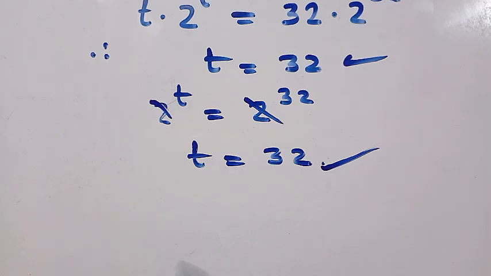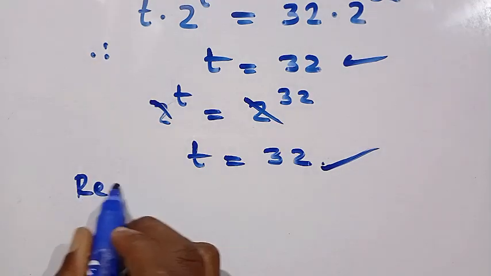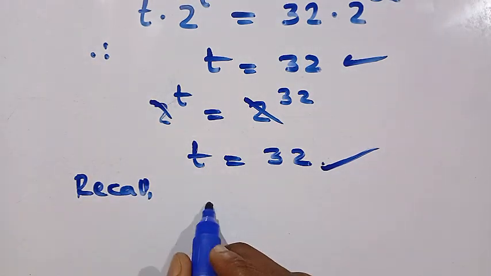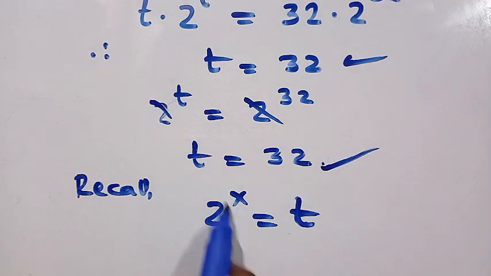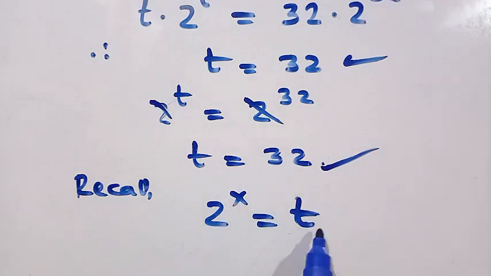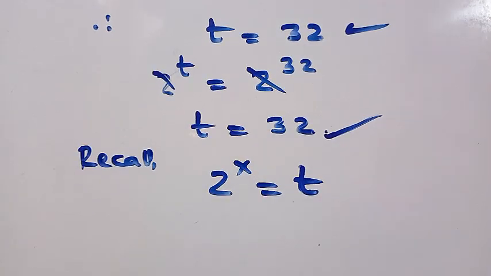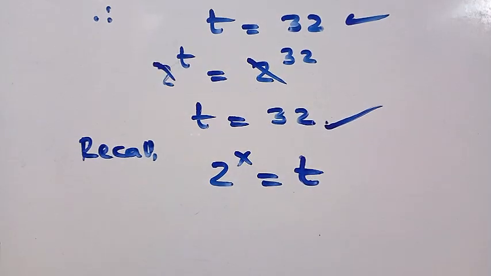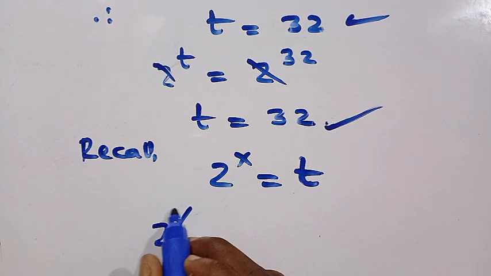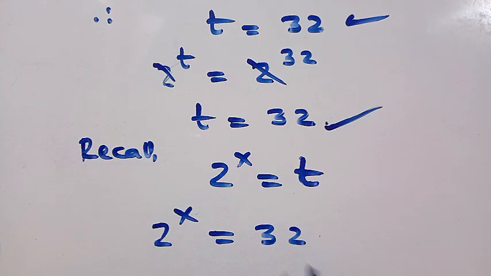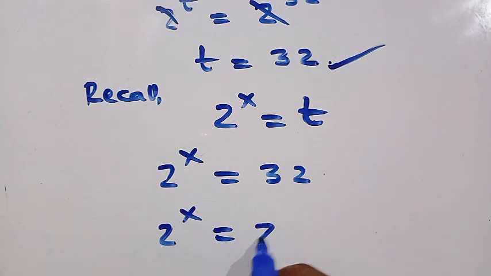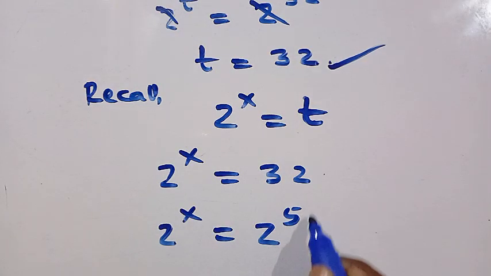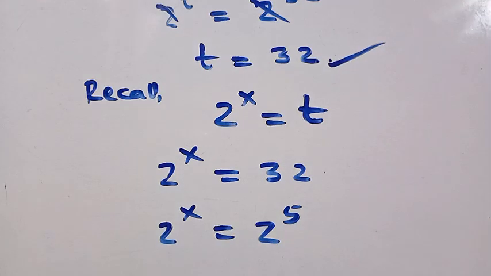We recall that we let 2^x = t, because we need x, not t. We just get t first before we can get x. As t = 32, replacing it, we have 2^x = 32. Then we need the value of x. We rewrite 32 as 2^5, because 2^5 gives us 32.